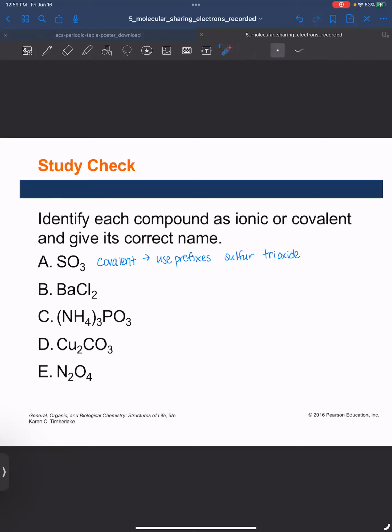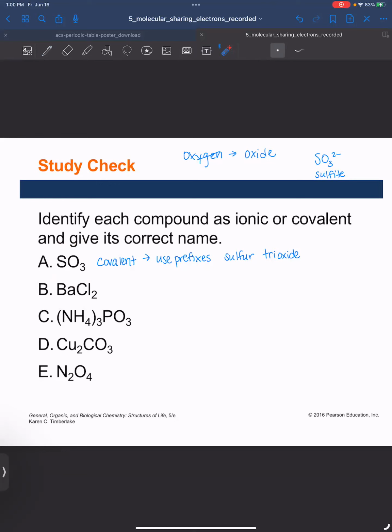So once again, remember the second element, you use the first syllable, so ox in this case, and then replace everything else with IDE. So that's where we got the oxide. Now don't confuse SO3 with SO3 2-. Now SO3 2- is a charged polyatomic ion sulfite. So be careful with that. Sometimes students see SO3 and automatically think polyatomic ion, but this one doesn't have an overall charge. So this is a different compound than this polyatomic ion here.